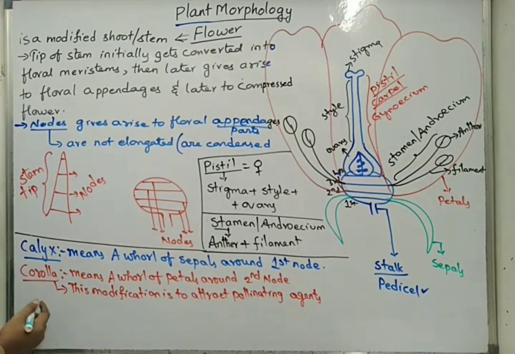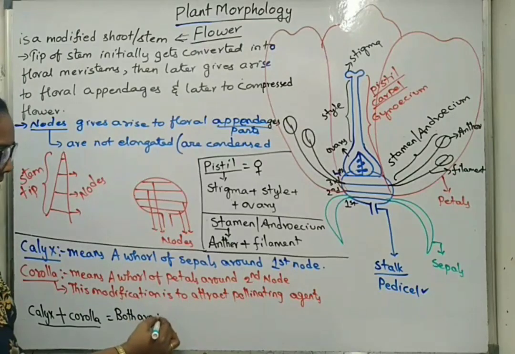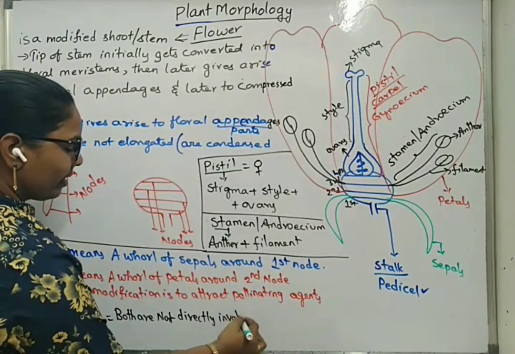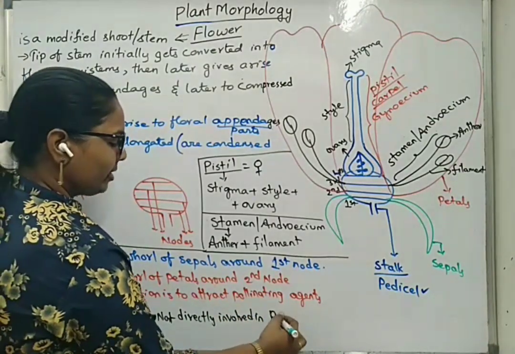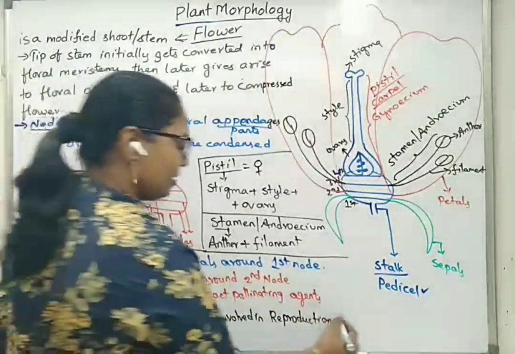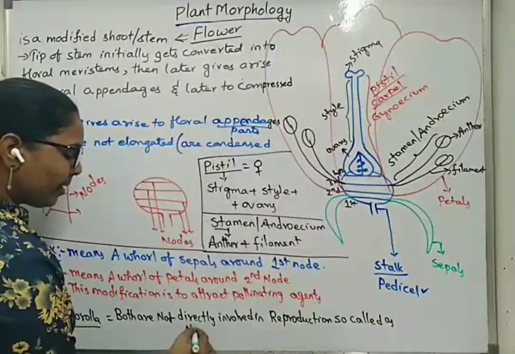Next, calyx plus corolla. These are not involved in reproduction. So these both are called non-essential parts. Both are not directly involved in reproduction, meaning they are not producing male gametes or female gametes. So they are called non-essential parts of a flower.